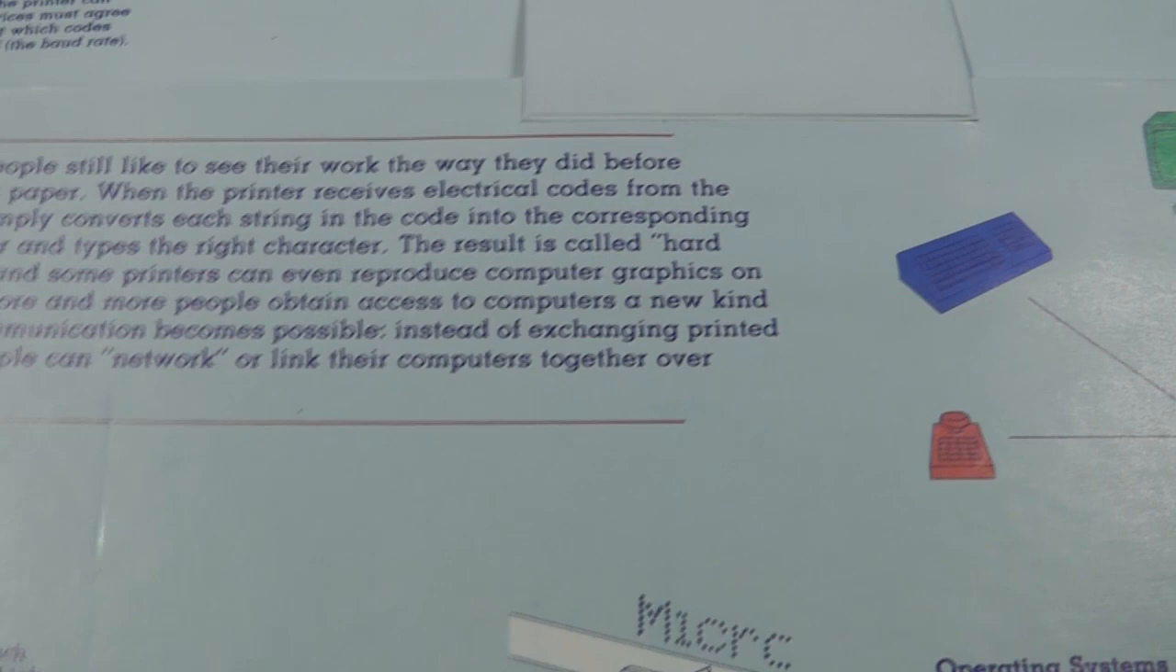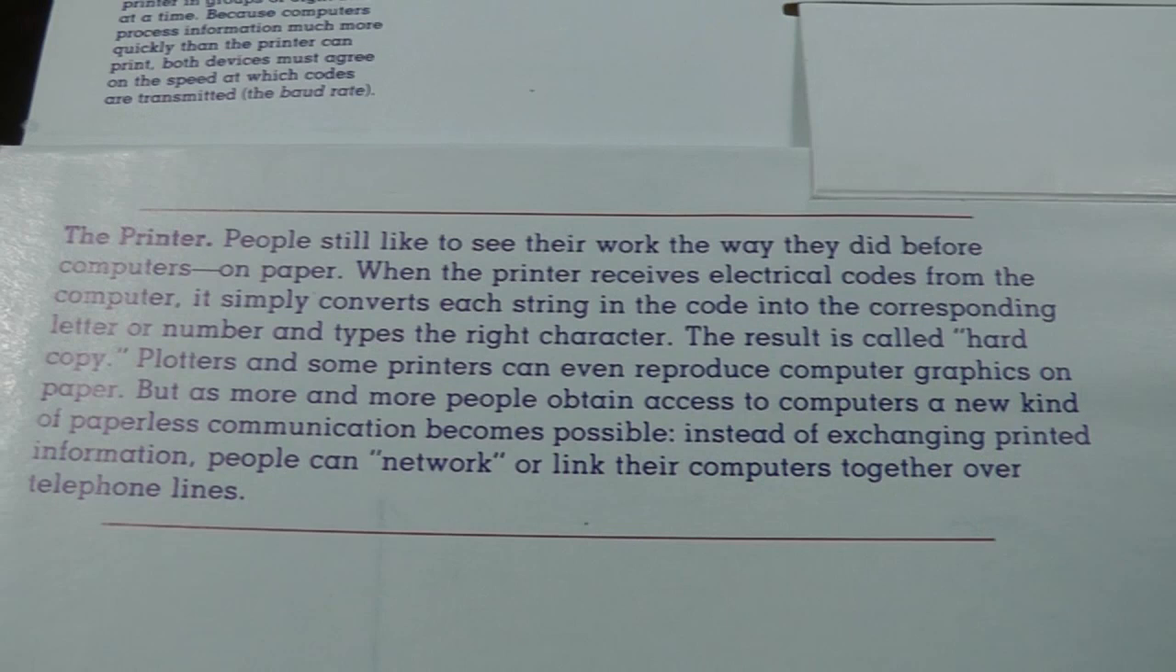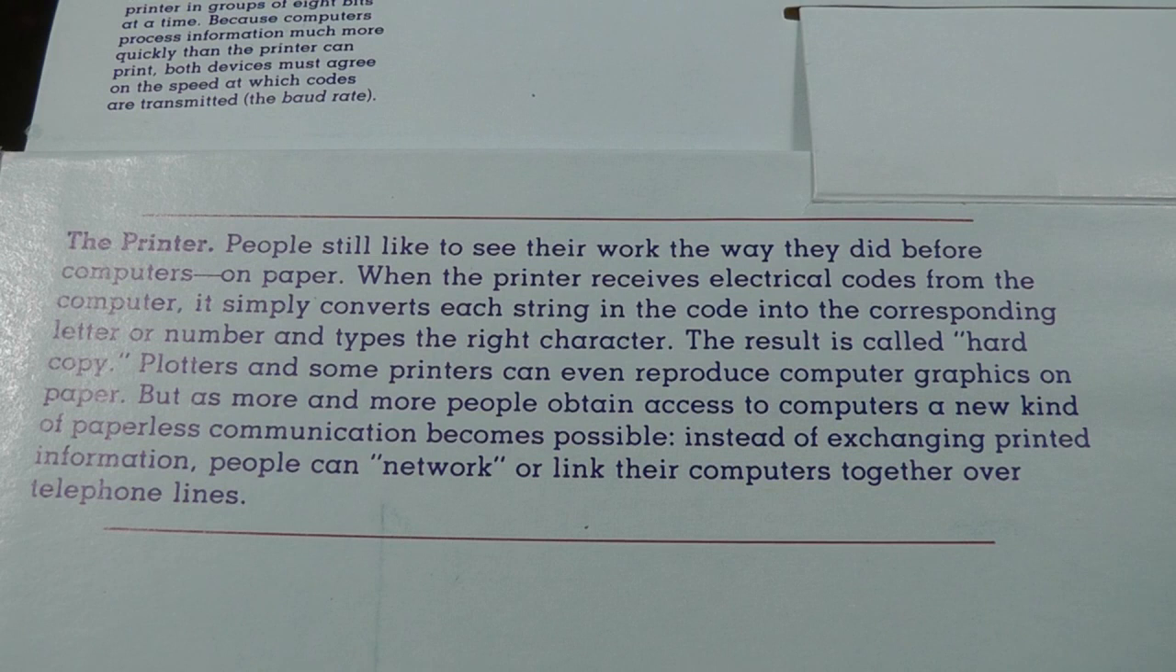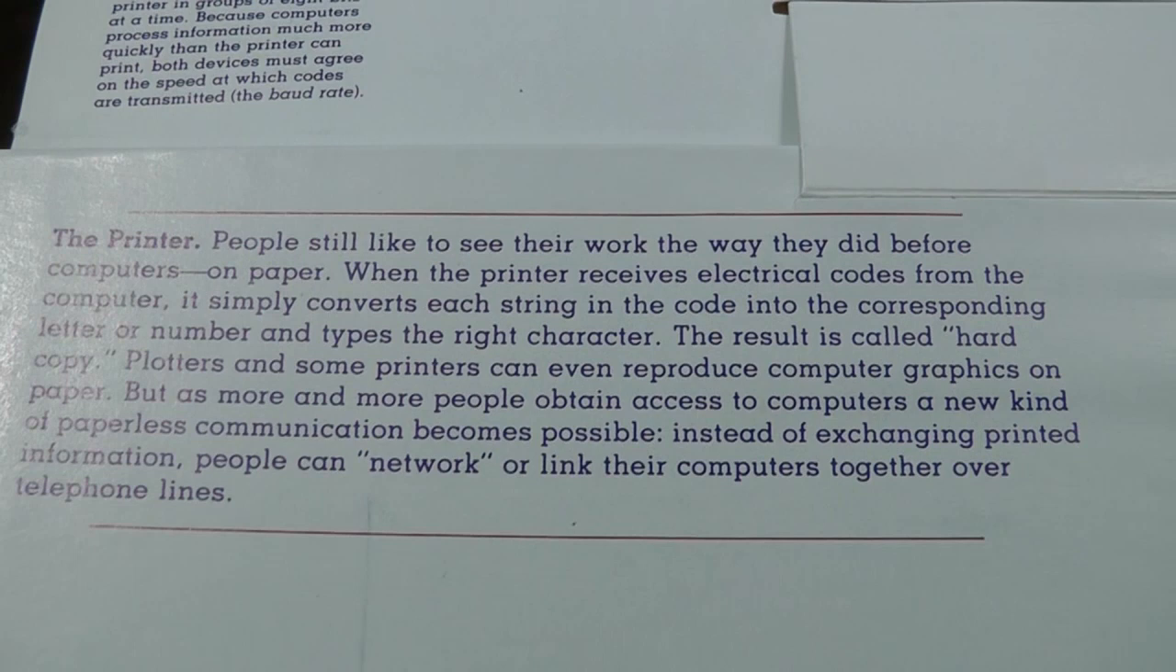People still like to see their work the way they did before computers. On paper and carved onto stone tablets. When the printer receives electrical codes from the computer, it simply converts each string in the code into the corresponding letter or number and types the right character. The result is called hard copy. Plotters and some printers can even reproduce computer graphics on paper. But as more and more people obtain access to computers, a new kind of paperless communication becomes possible. Instead of exchanging printed information, people can network or link their computers together over telephone lines.